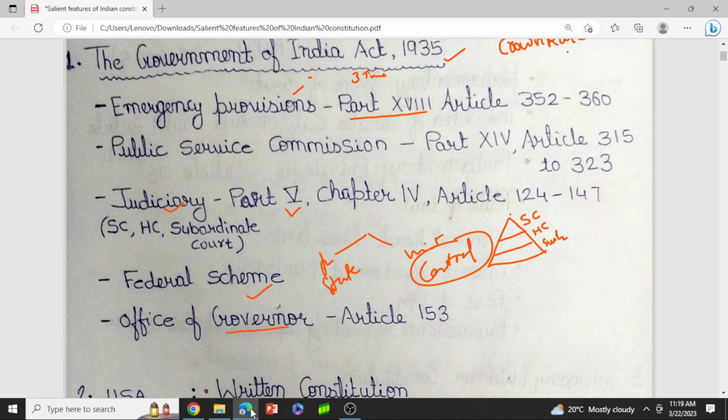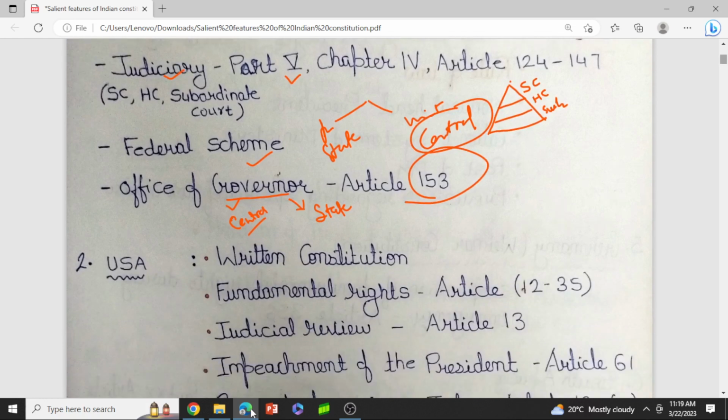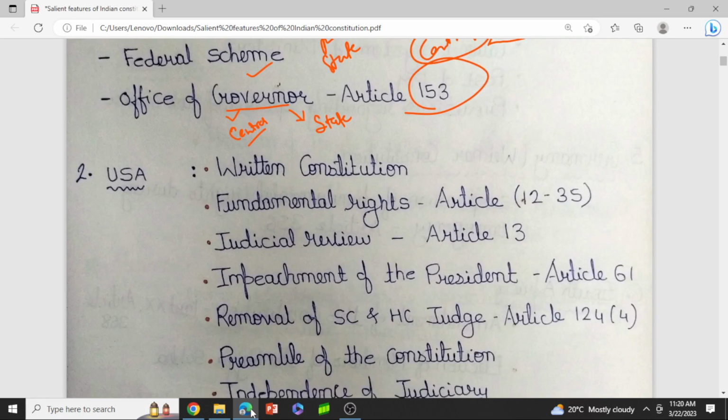Office of Governor. So the Governor, who is a nominal head of the state, this provision or feature is also taken from the Government of India Act 1935. The Governor is the person who is appointed by the central government. So he is a link between the central government and the state government. This is given under Article 153. This is what we are going to study in coming classes in detail.